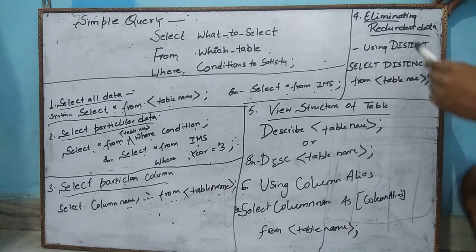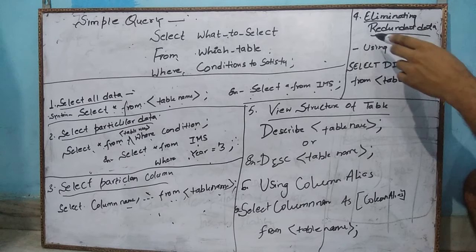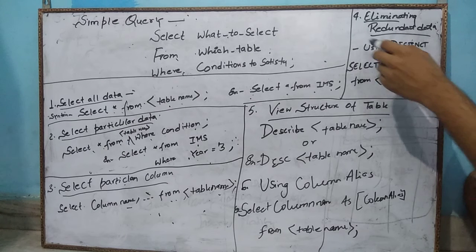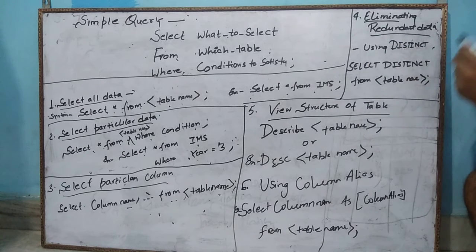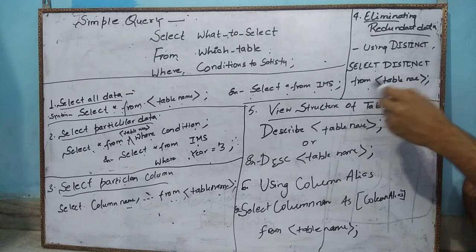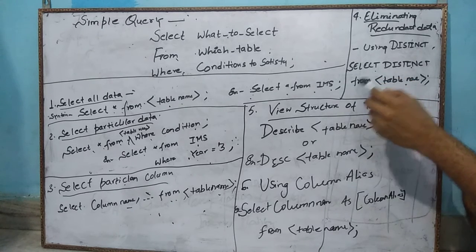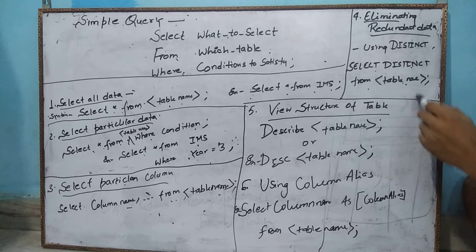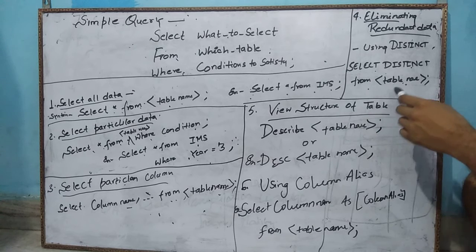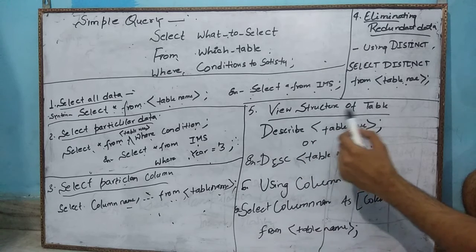Number four is eliminating redundant data. Those data which are repeated in our database, we don't want to show. So using the distinct keyword, we eliminate those data. Its syntax is select distinct column from table name. So example, select distinct from IMS. It shows distinct values.